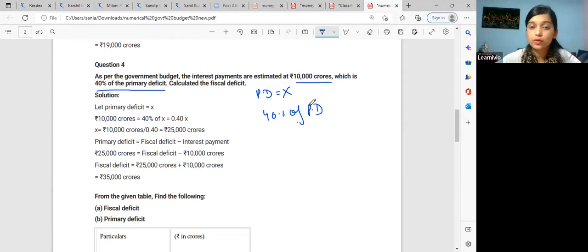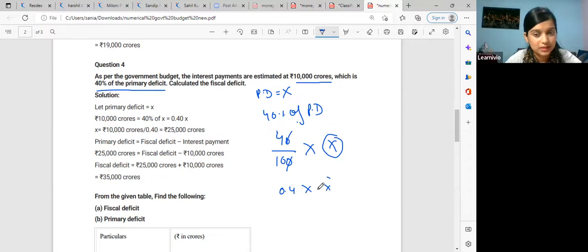So how do you solve it? You say 40, and percentage means upon 100, and of means multiply, and your PD was X. I'm just circling it out because they look similar. Now you will solve it: 0 and 0 cancel. It will be 0.4 multiplied by X. So the answer will be 0.4X. Your primary deficit is basically X, and it is 10,000 crore.